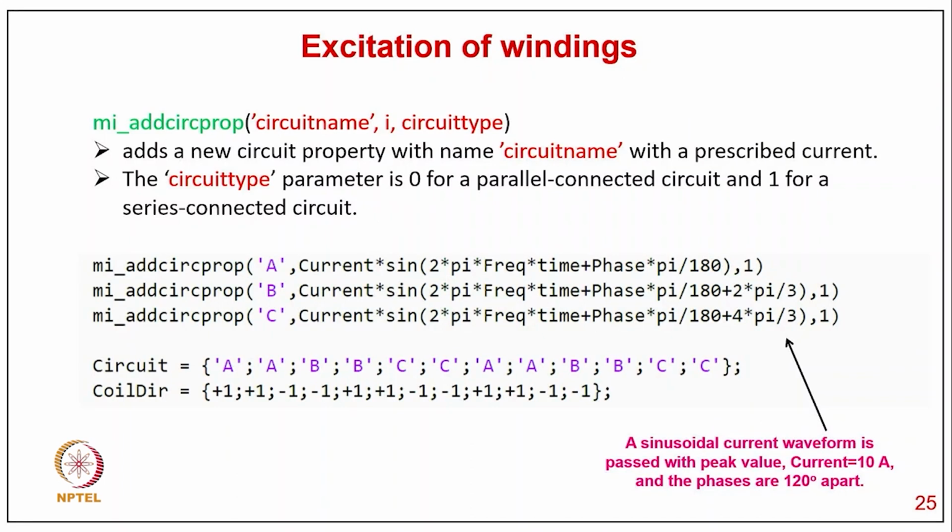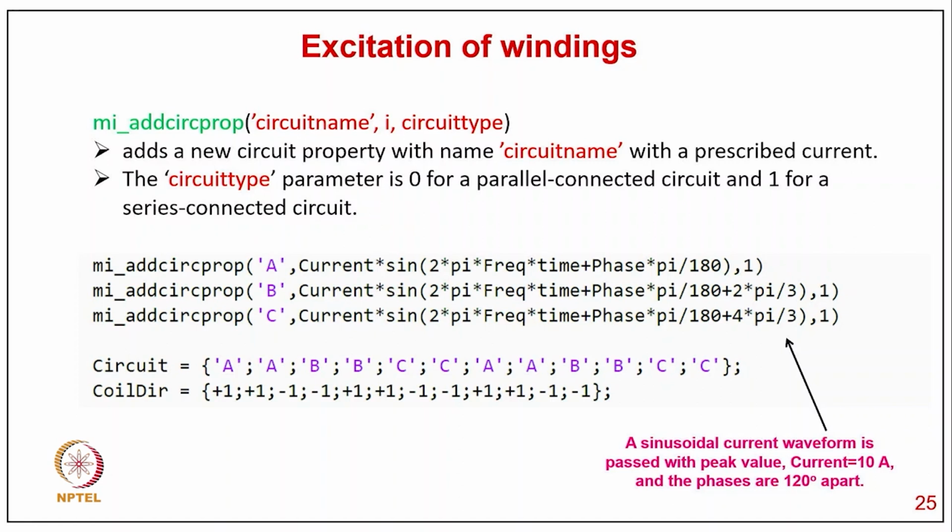So here is the excitation. mi_addcircprop adds a new circuit property with the name circuit name, with the prescribed current, and circuit type parameter is 0 for the parallel connected circuit and 1 for the series connected circuit.